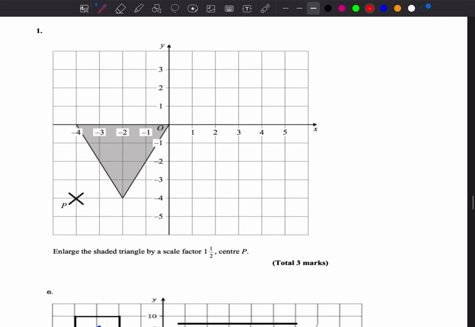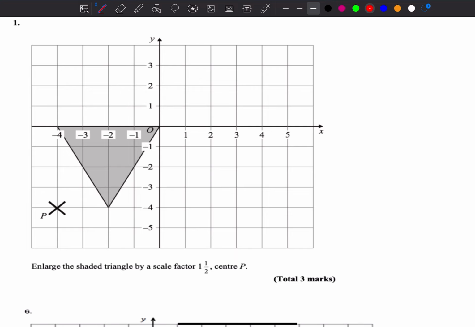Next one. Enlarge by a positive scale factor. The center point is here. From here to here, how many points? So you go 1, 2. So 2 right and 0, times it by 1.5. That gives you 3 and 0. So you go 3 to the right from the center, 3 to the right and 0. There you go.